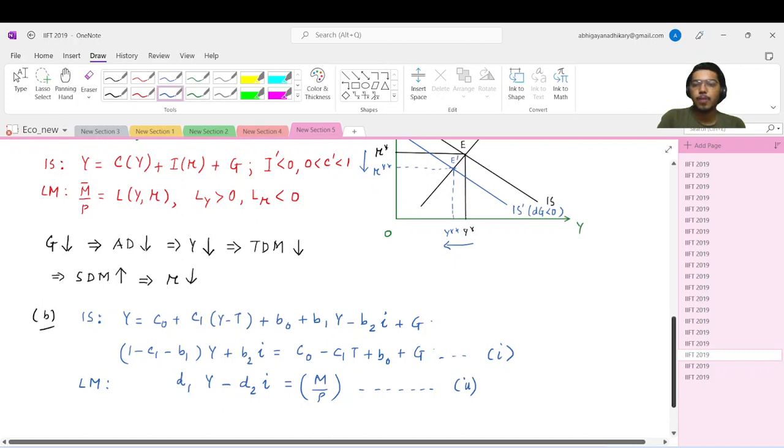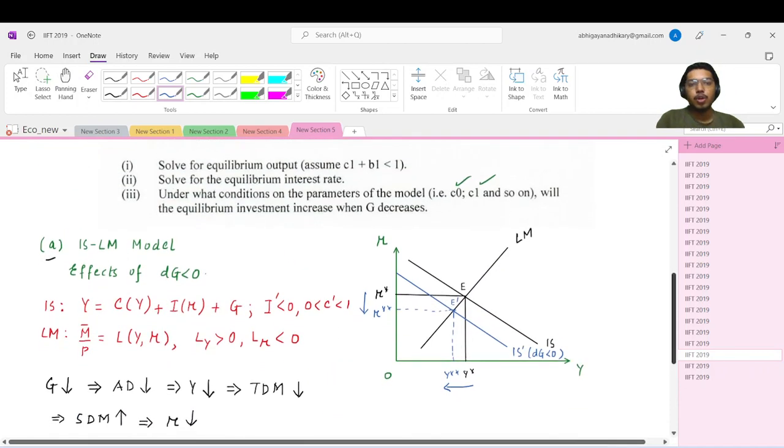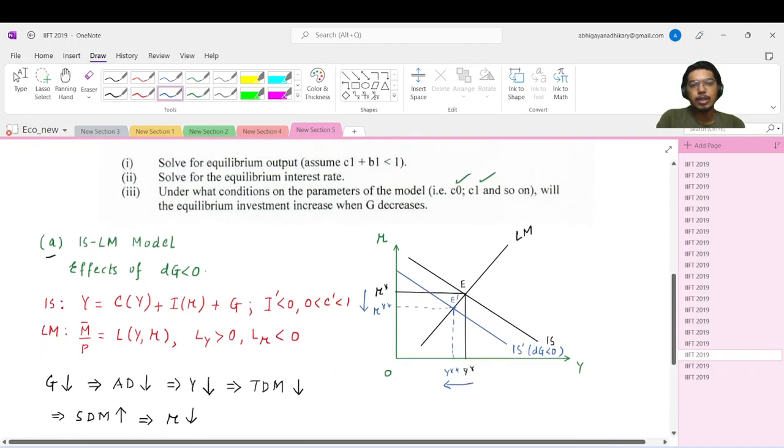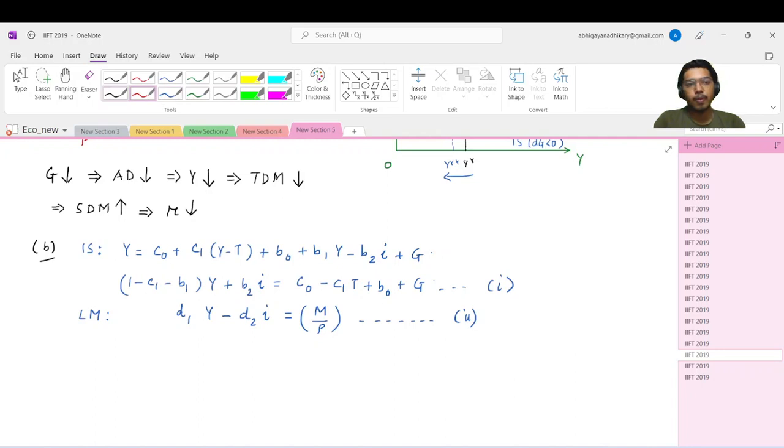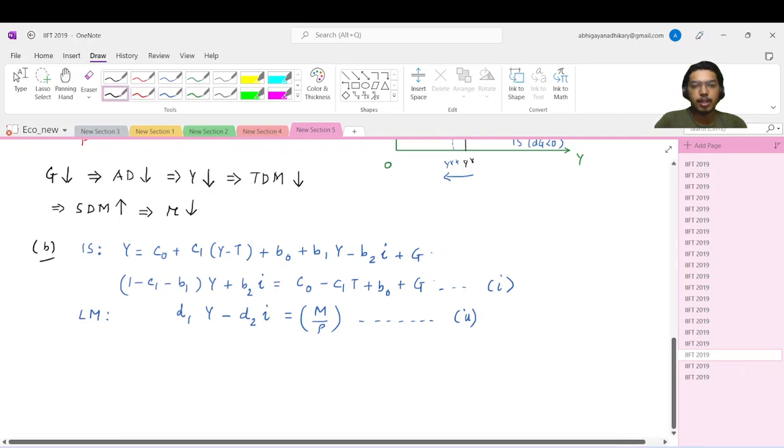So this is equation 1 and this is equation 2. We need to solve for the equilibrium output and the interest rate in the first two cases. This can be done pretty easily. We are not going to solve the entire equation, so I'm just writing it out. What will be y star? You can do it by any rule; I'm using Cramer's rule.